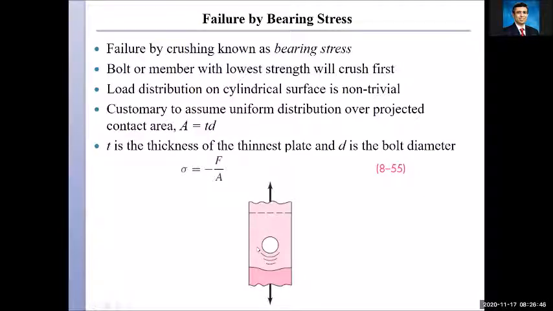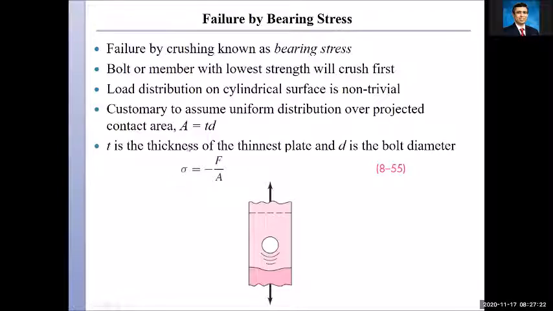So the approach that is customarily used here is to assume a uniform distribution over a projected contact area, where the area, instead of a cylindrical surface, is the projected one. So I look at the diameter of the bolt, D, multiplied by the thickness, either of the member or the bolt or the rivet. So T is the thickness of the thinnest plate and D is the bolt diameter.